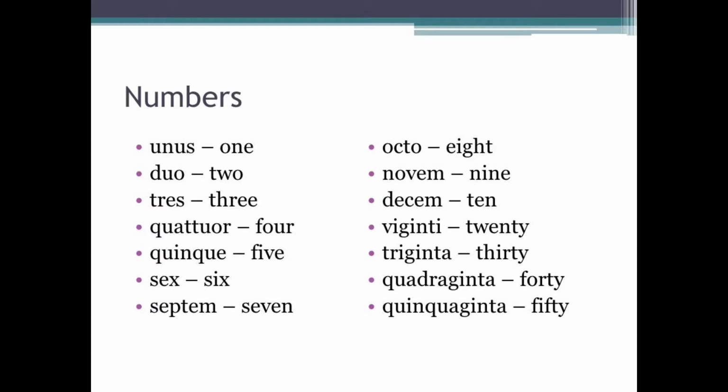Now let's have a look at the numbers which we've met so far. Unus, 1. Duo, 2. Tres, 3. Quattuor, 4. Quinque, 5. Sex, 6. Septem, 7. Octo, 8. Novem, 9. Decem, 10. Viginti, 20. Triginta, 30. Quadraginta, 40. And quinquaginta, 50.